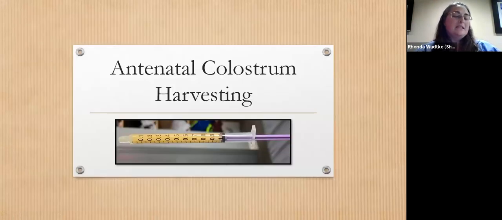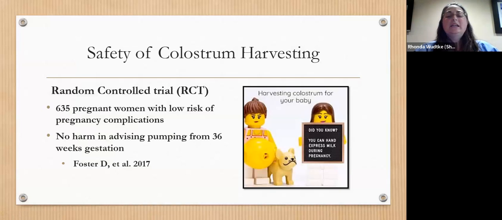And then I was also asked to touch briefly on antenatal colostrum harvesting, and is that safe? So there was an RCT done of 635 women with low risk pregnancy complications. So I'm not talking about people who have cerclages or a history of preterm labor or placenta previa. But if they were low risk, it really showed no harm in starting to pump after 36 weeks gestation.